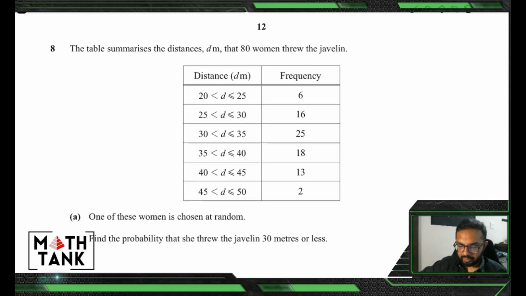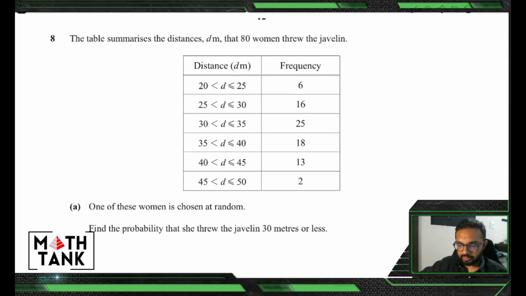The table summarizes the distance t meters that women threw the javelin. One of these women is chosen at random. Find the probability that she threw the javelin 30 meters or less. So remember that the denominator for probability is always the total number. So 80 is the total number. Let's see which ones were 30 meters or less. This one and this one. So I can say that this is 32 out of 80.